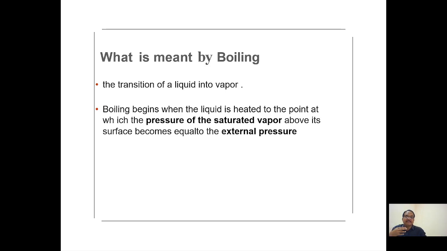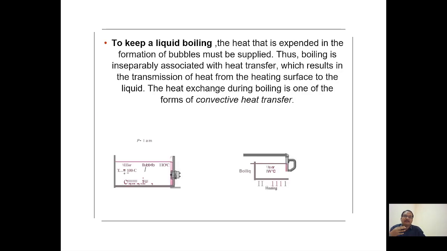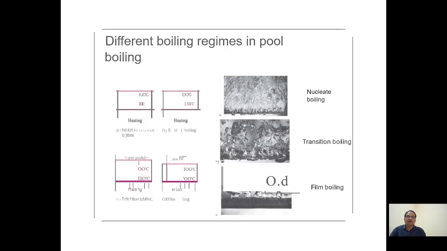boiling begins when the liquid is heated to the point at which the pressure of the saturated vapor above its surface becomes equal to the external pressure. In the liquid boiling process, the heat expended in the formation of bubbles must be supplied. Thus, boiling is inseparably associated with heat transfer, which results in the transmission of heat from the heating surface to the liquid. The heat exchange during boiling is one of the forms of convective heat transfer.